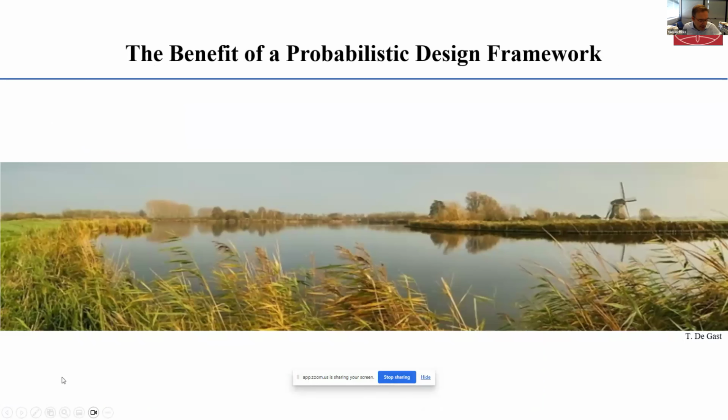So moving on then to the theme that we want to present today, the benefit of a probabilistic design framework.